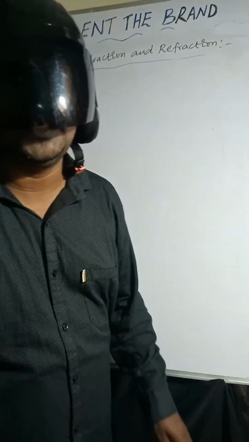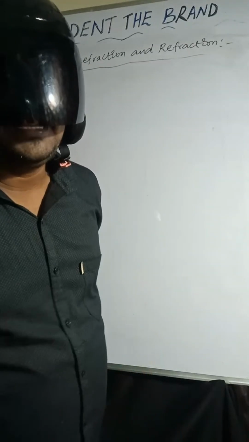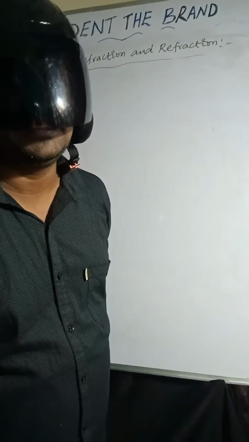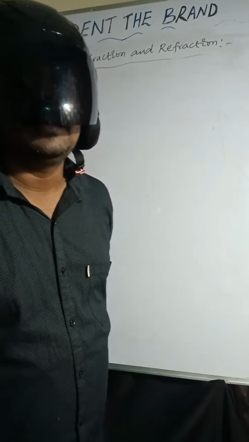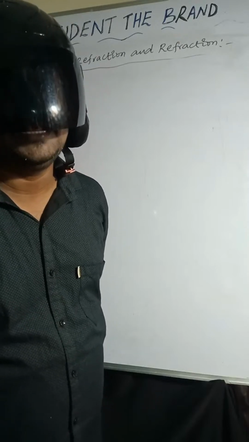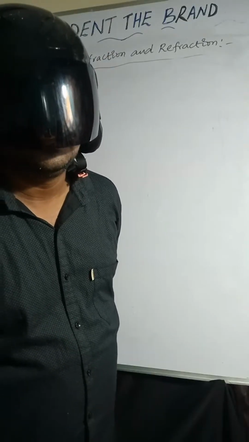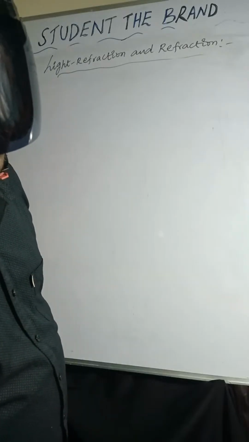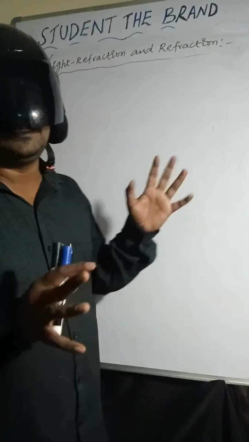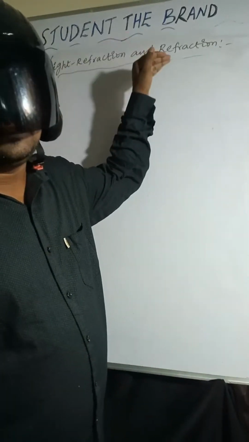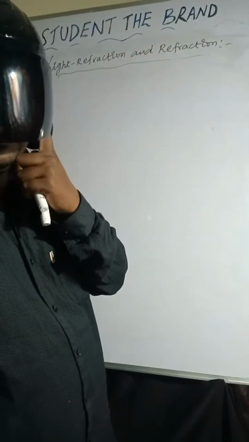Magnetic effects of electric current I will discuss later. Now light reflection and diffraction is going on. Electricity I also explained, so I will explain magnetic effects of electric current. I will teach all topics. First we are going with light reflection and diffraction. I will explain the chapter, then the remaining.